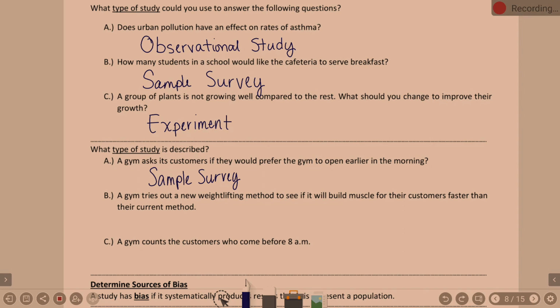A gym tries out a new weightlifting method to see if it will build muscle for their customers faster than their current method. Experiment. Okay, they're changing something, right? So since they're changing something, this is an experiment.